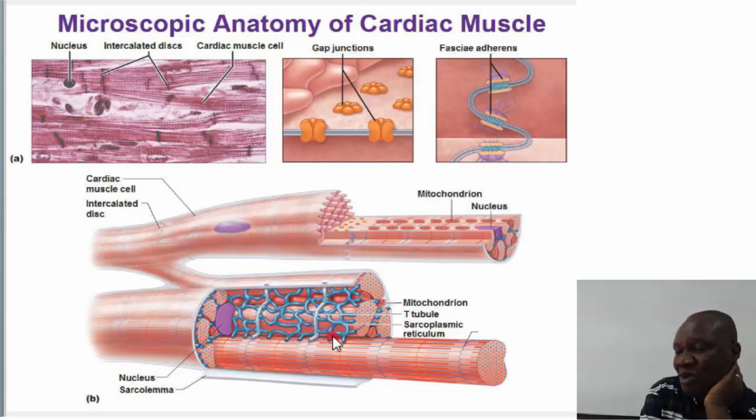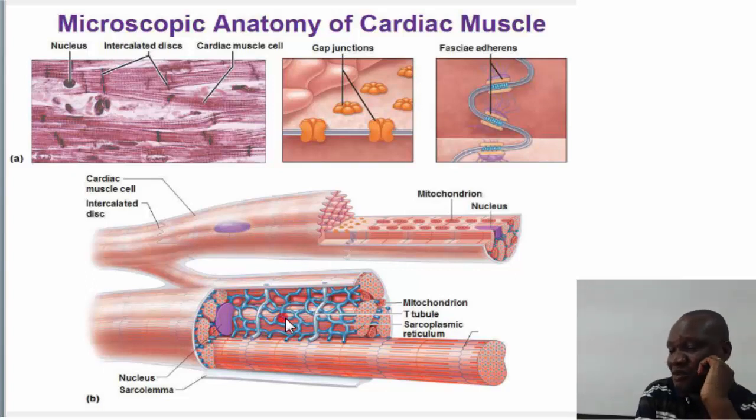Now, predominantly, cardiac muscle cells are mononucleate. For most of the cardiac muscle cells, there is only one nucleus. Skeletal muscle is multinucleate, and the nuclei are found at the periphery.